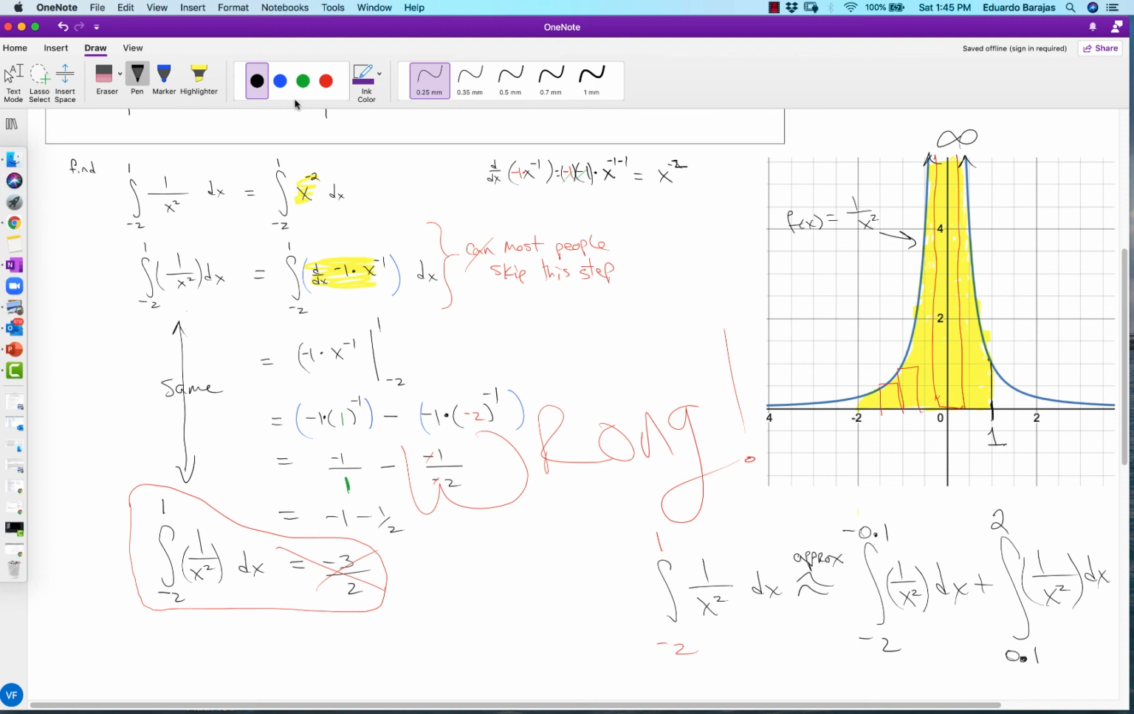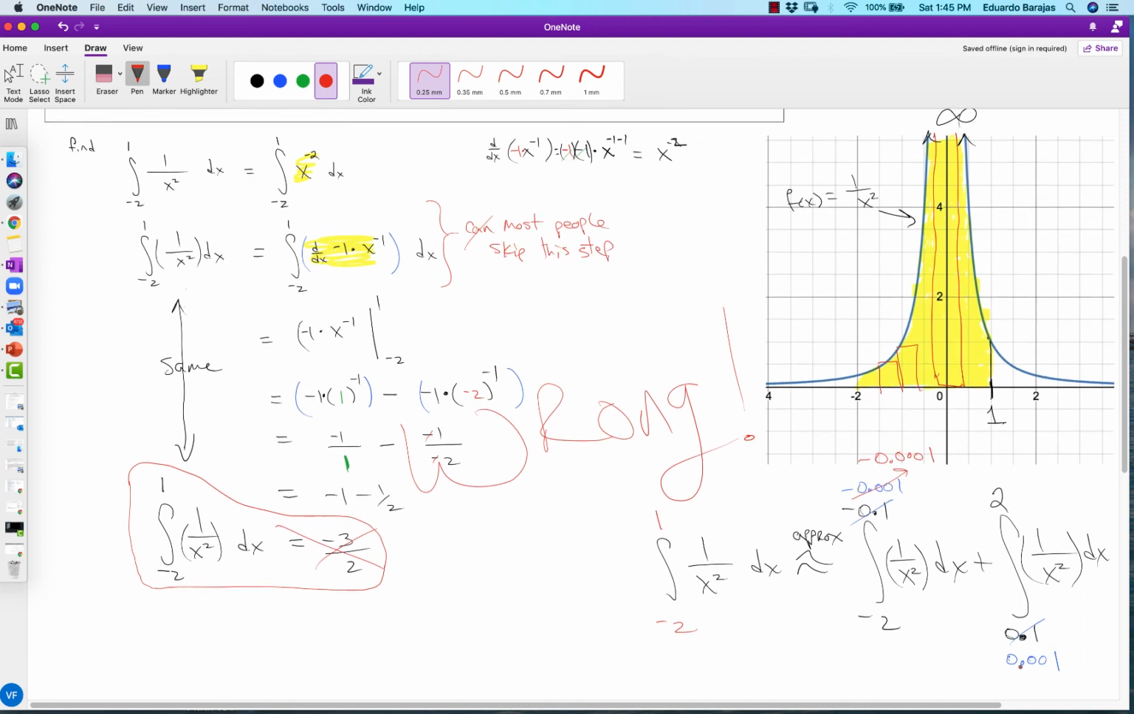And if you want an even better approximation, then let's make this even closer to 0. How about -0.001? And then this one, we make it from 0.001. Even closer? Okay, let's make this -0.0001, and let's make this one +0.0001. Well, you see where I'm heading with this.